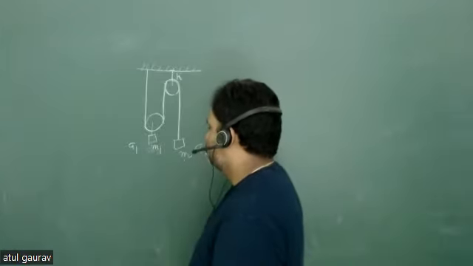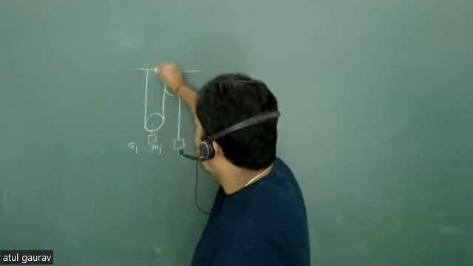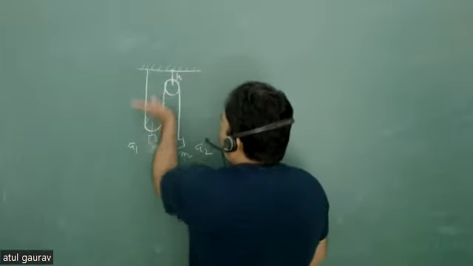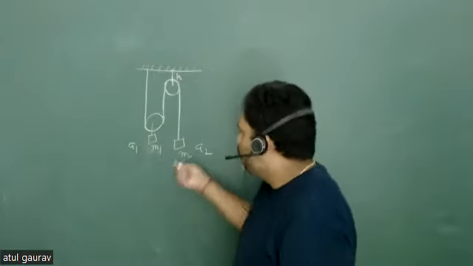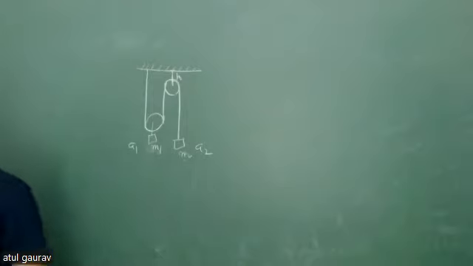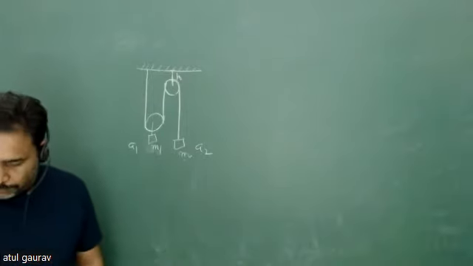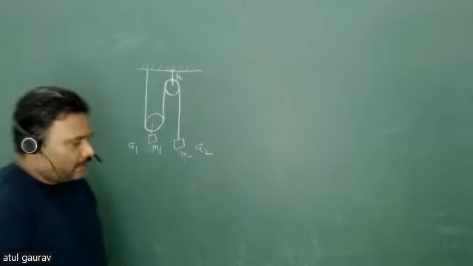The second pulley is fixed. This is fixed. This can move up and down. If this goes down, then this will move up. Suppose it goes down, then this will move up. It will depend on what the mass is. Just try to figure it out.